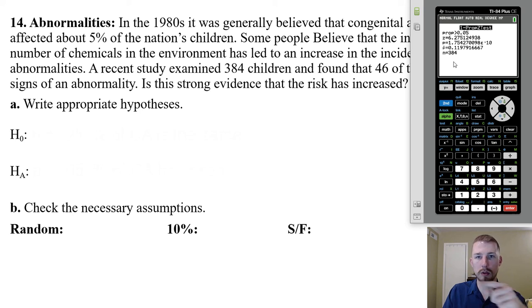So it's like 0.000000001 75, which, if I do the reciprocal of the p-value, is basically 1 in 6 billion. So there's a 1 in 6 billion chance, if it's still 5%, that we would find 46 out of 384 children, because it's way above 5%. In fact, the sample proportion we had was about 12%.